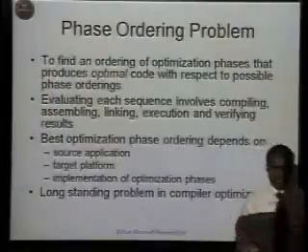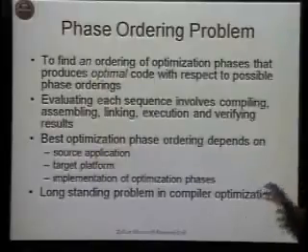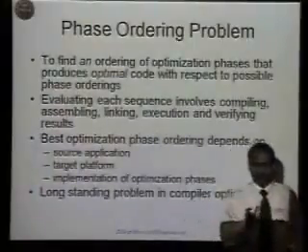At the same time, even evaluating the performance of a single phase ordering would require us to compile, link, assemble, execute the program, verify the results to see if they are correct. So this operation of finding the performance of even a single ordering is very expensive. Now, if you want to repeat this operation for many different phase orderings for the entire space, then it becomes very, very expensive.